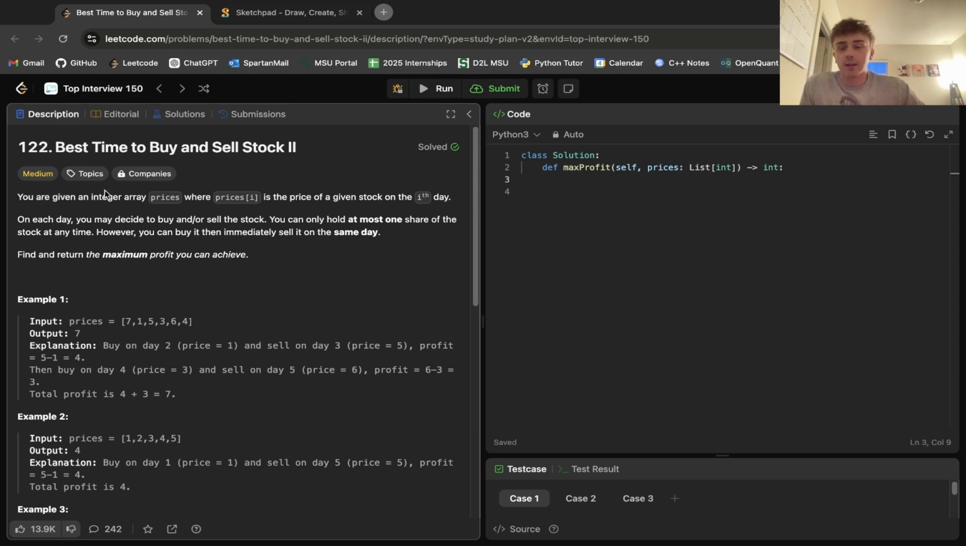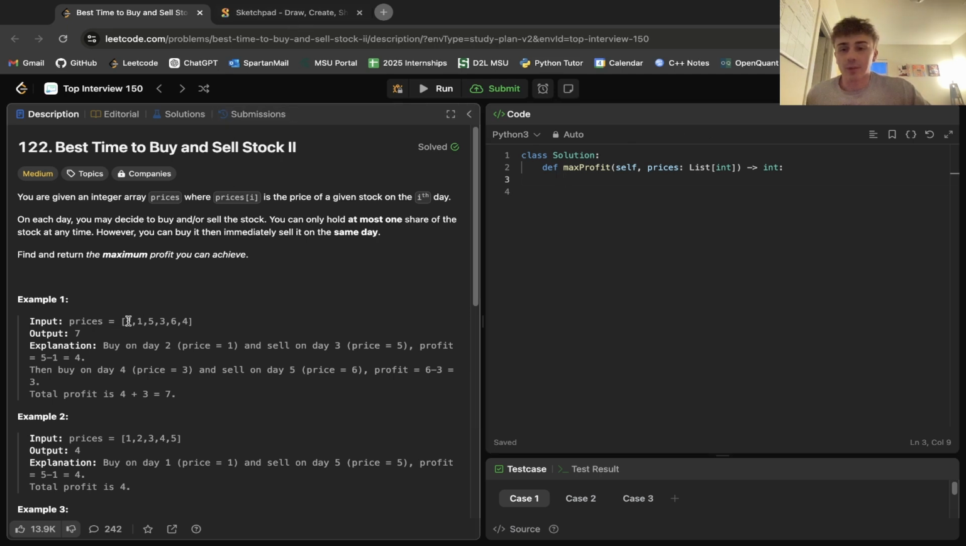So you are given an integer array prices, where prices[i] is the price of a given stock on the ith day. On each day, you may decide to buy and/or sell the stock. You can only hold at most one share of the stock at any time. However, you can buy it, then immediately sell it on the same day. Find and return the maximum profit that you can achieve. So it's kind of like Buy and Sell Stock I, but you are allowed to continuously make profits.